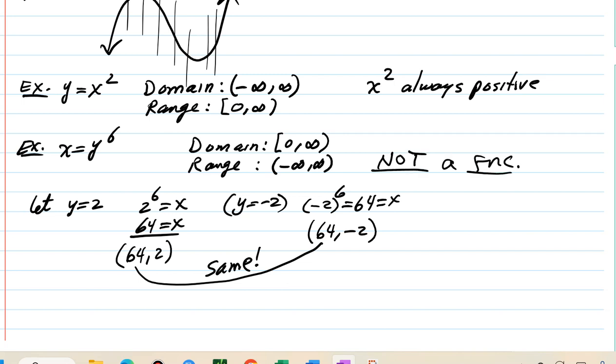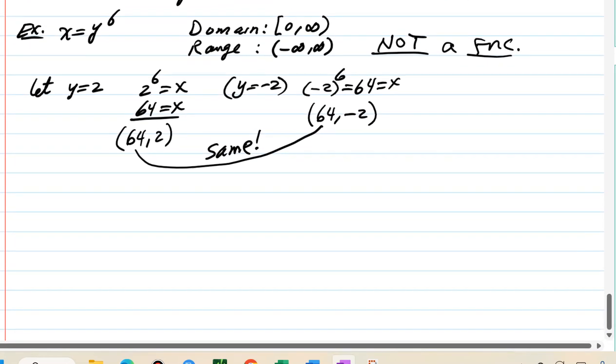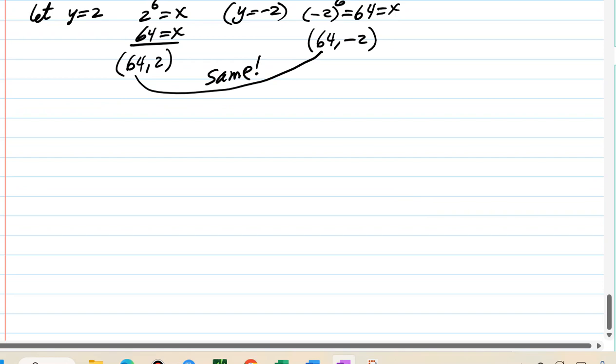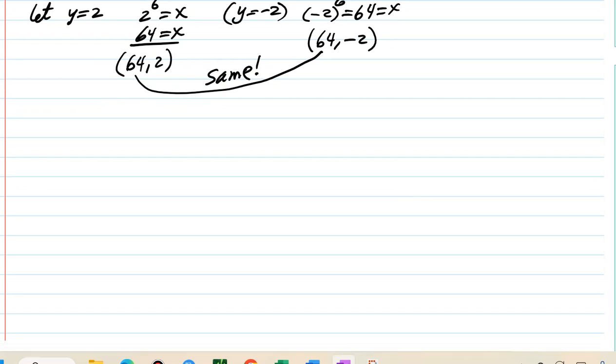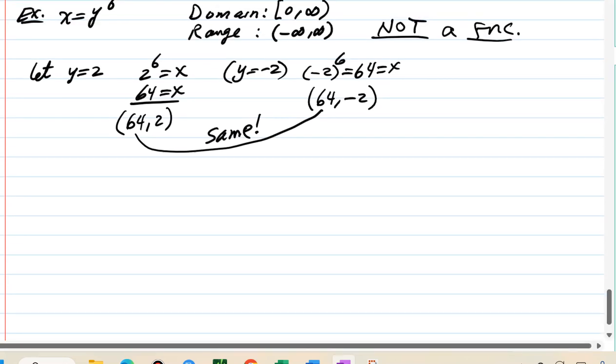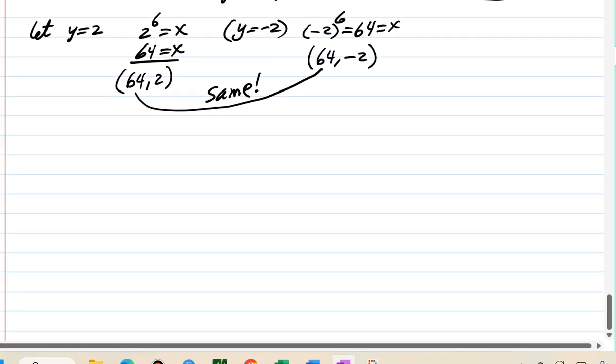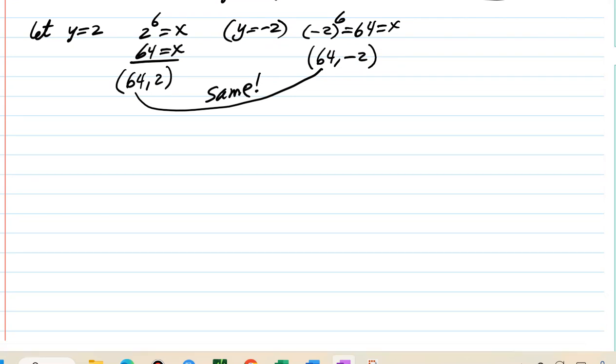Now, if a relation is not a function, it's not the end of the world. All that means is that the things we can do that require a function, we just cannot do with an expression like x equals y to the 6. We just don't have the privilege of working with these relations like we do with functions. Alrighty, let's take a look at another example.